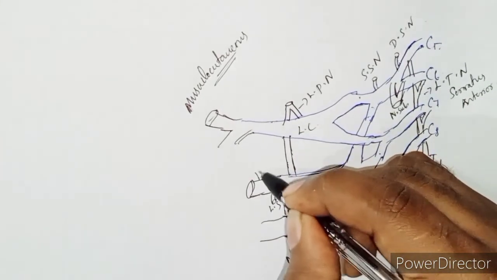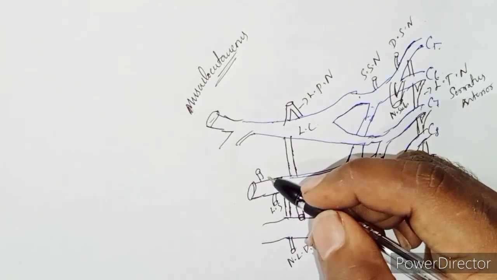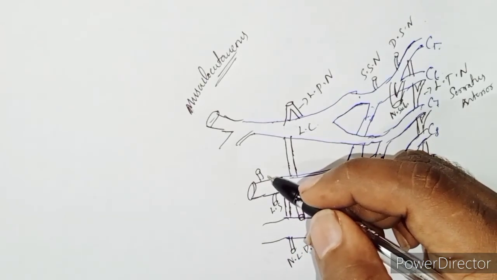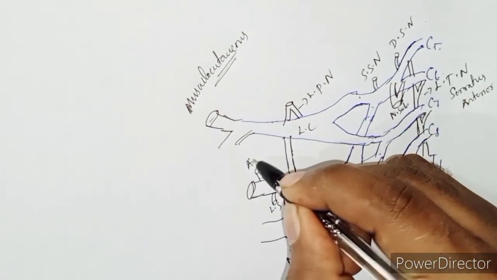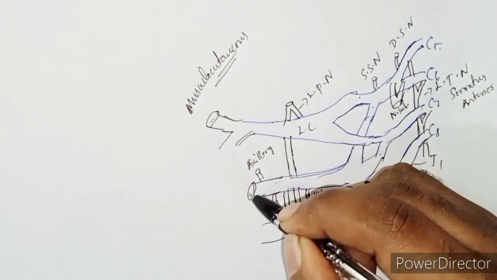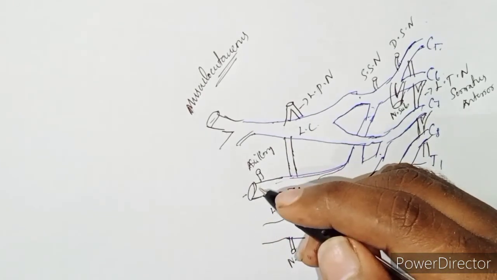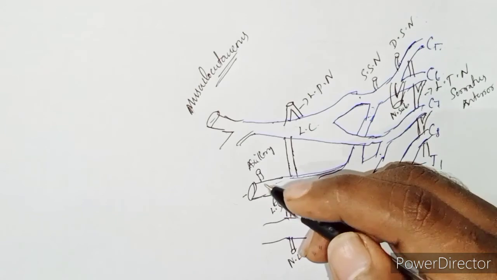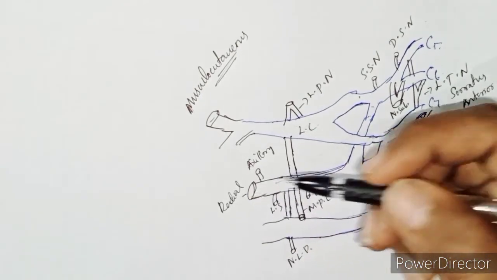Then we have the axillary nerve. The axillary nerve is going to supply the deltoid and teres minor. And then this is the axillary nerve, and here it is the radial nerve. This radial nerve is going to supply the triceps muscle. Okay.